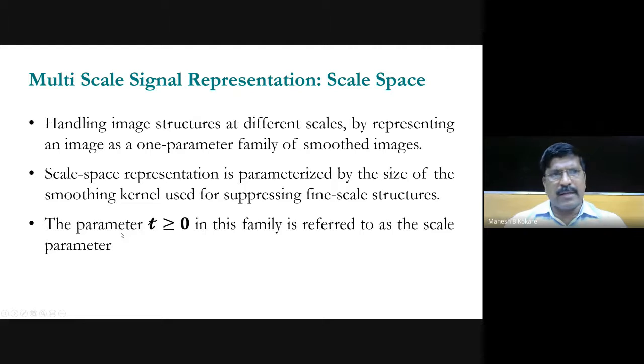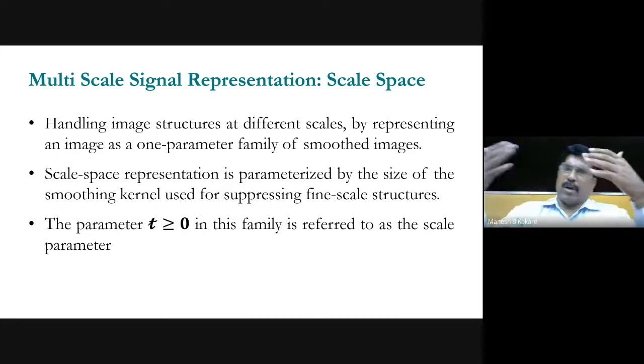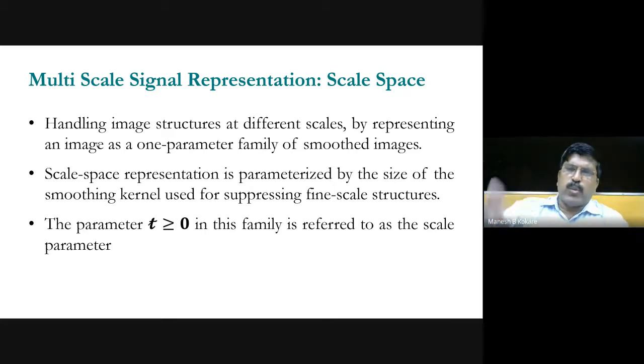See that here, for multi-scale signal representation or image representation or scale space, you are handling the structure at different scales. It means you are changing the scale and representing the image, again changing the scale and representing the image, so you get the image with multiple scales. So you are representing an image as a one-parameter family of smoothed images. From one image, you derive the second image, from the second image you derive the third image, and so on by changing the scales. So scale space representation is parameterized by the size of the smoothing kernel. For that you are using a smoothing kernel, that is nothing but the Gaussian kernel.